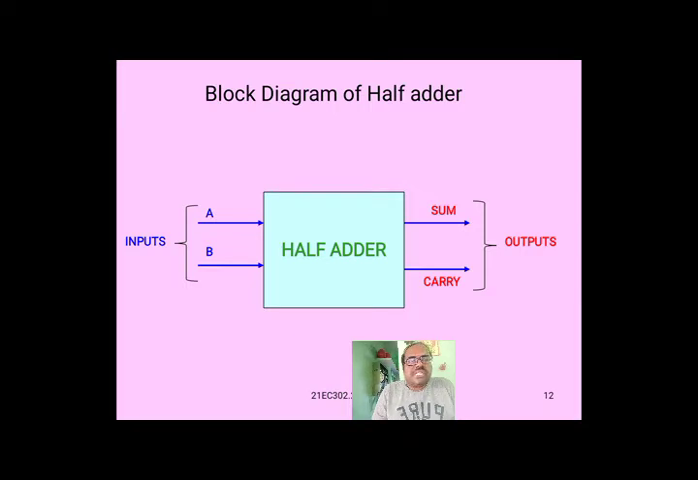By viewing this diagram, we can see that the inputs are A and B and the outputs are sum and carry. Inputs of half adder are 2, that is A and B. Outputs of half adder are 2, they are sum and carry. It is the block diagram of the half adder. Please make a note of it.